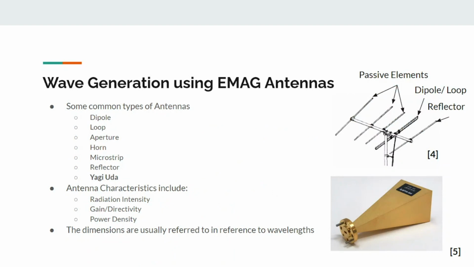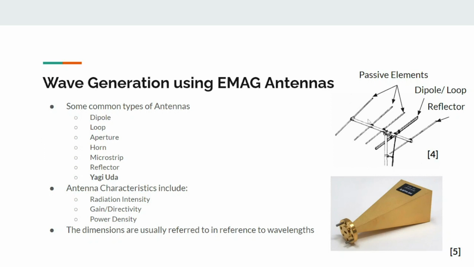For wave generation, we use antennas, as we know. So these are some common types: dipole, loop, aperture. Yagi-Uda is a big one, because I'm going to actually analyze it a bit. This is a Yagi-Uda, so you can see there's a reflector. There's a main dipole. Sometimes it's a loop. I actually did my analysis on a dipole.